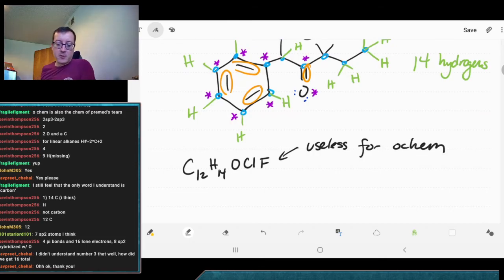So if I were to give you this chemical formula, would you have been very easily able to get this molecule? Absolutely not. A chemical formula like this tells us no information about the structure. And so, while that was totally useful in Gen Chem, where we could say, okay, we're talking about ethanol, we have C2H6O or whatever, it's not useful for OChem.